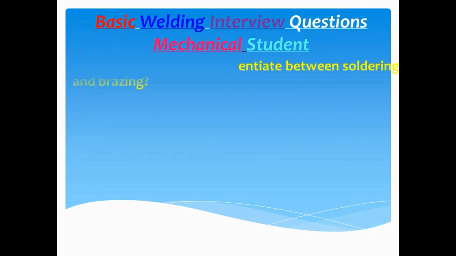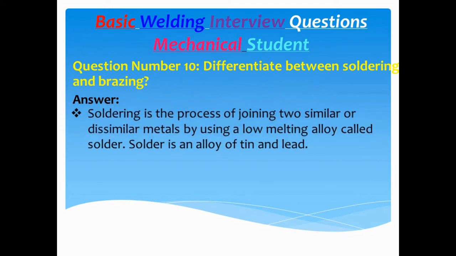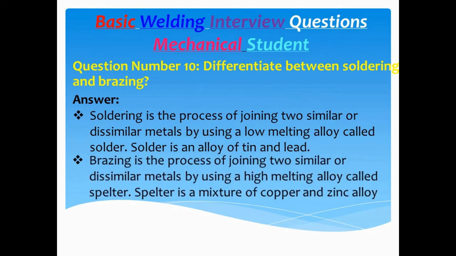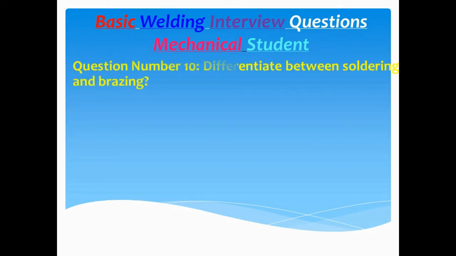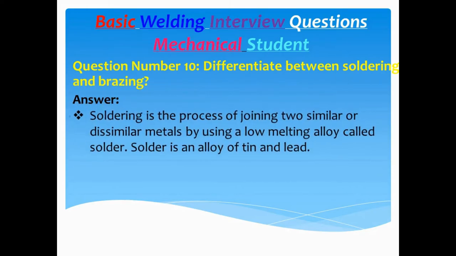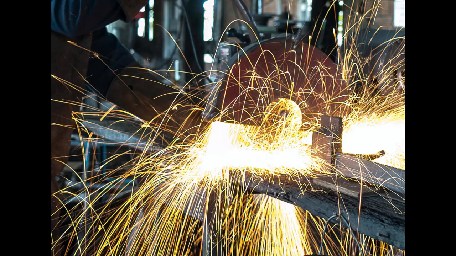Question number 10. Differentiate between soldering and brazing. Answer: Soldering is the process of joining two similar or dissimilar metals by using a low melting alloy called solder. Solder is an alloy of tin and lead. Brazing is the process of joining two similar or dissimilar metals by using a high melting alloy called spelter.